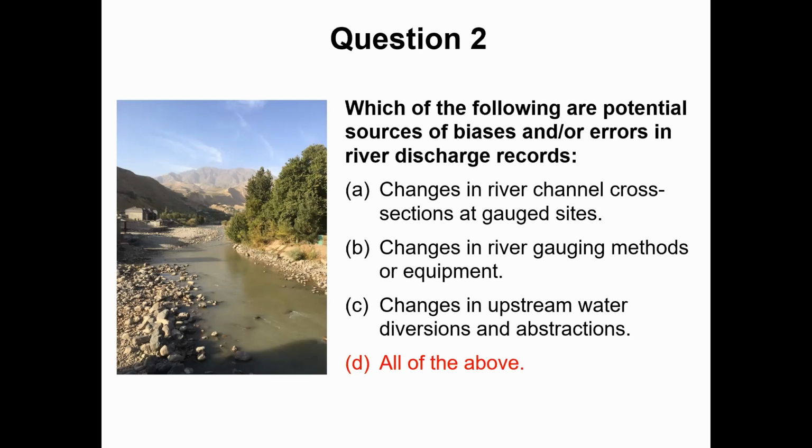So river flow records are just subject to all sorts of uncertainties, and we need to keep these in mind when we're using river flow data in our research.